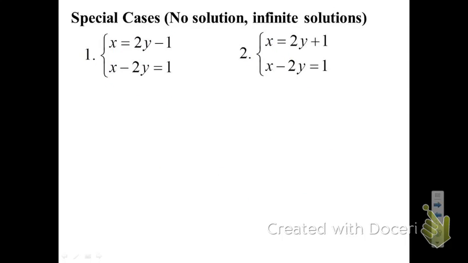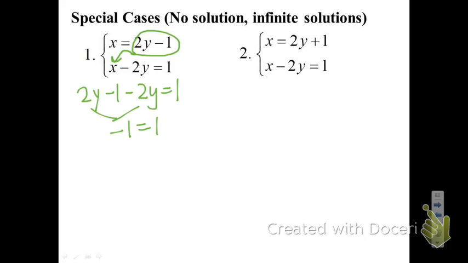Now we have a couple special cases. The first one we're going to look at, we're going to use our substitution where we take all of this and put it into the x of the second equation. So we have 2y minus 1, and then minus the 2y equals 1. And right here when we combine like terms, 2y minus 2y is 0. So our variable is eliminated and we're left with negative 1 equals 1. If this happens and you lose your variables, then you're going to look at this statement. This says that negative 1 equals 1. We know that that is not true, so we get no solution. That means our lines are parallel, and they will never cross.